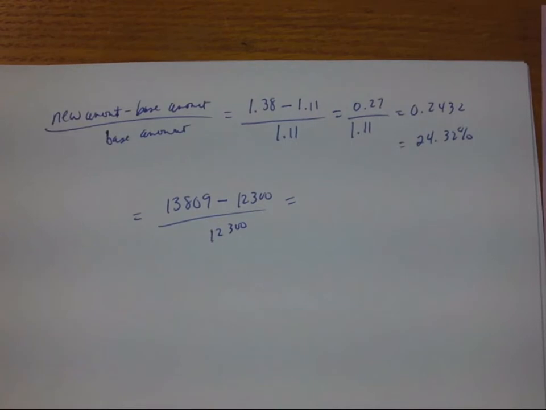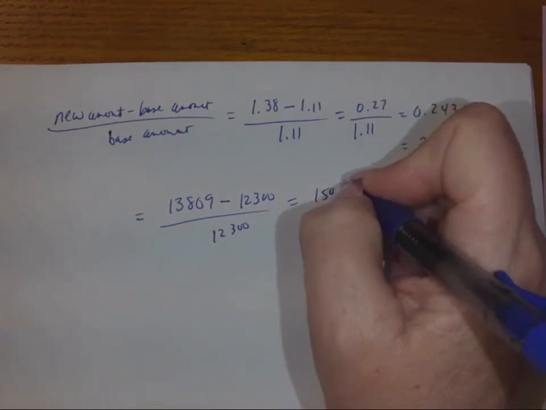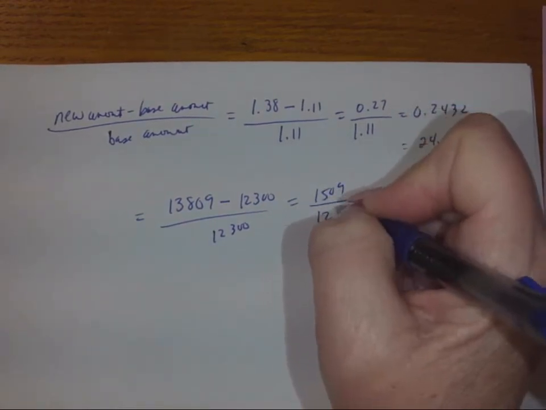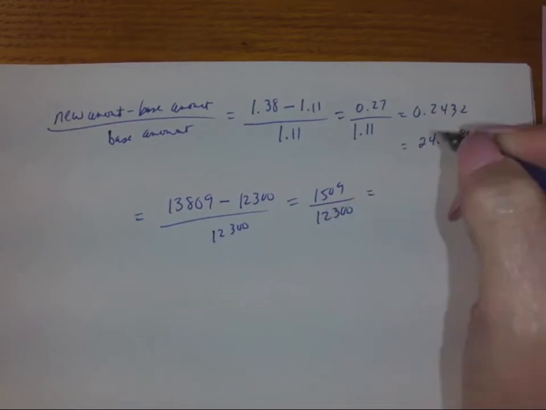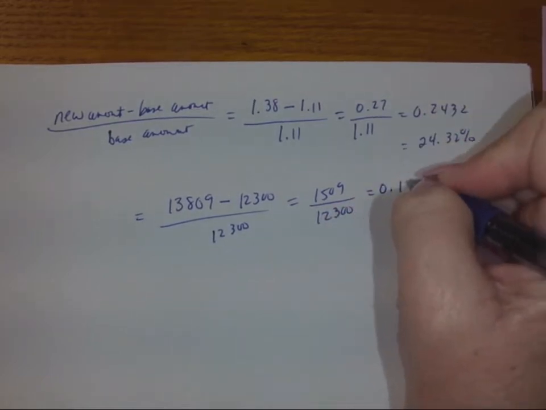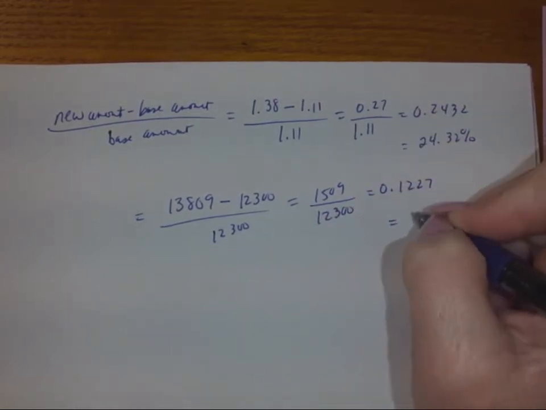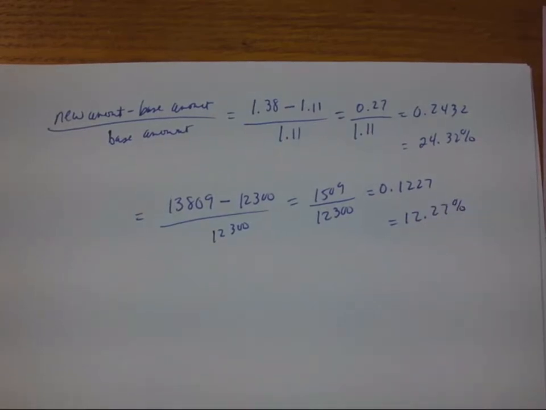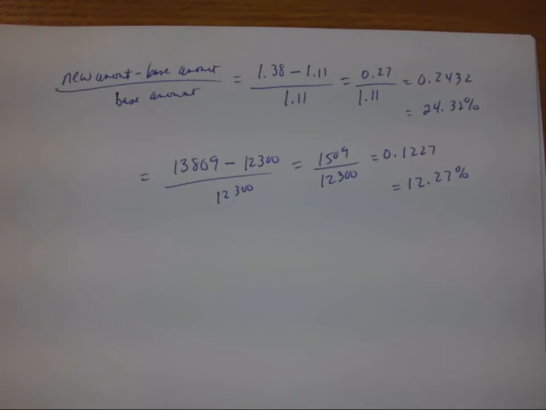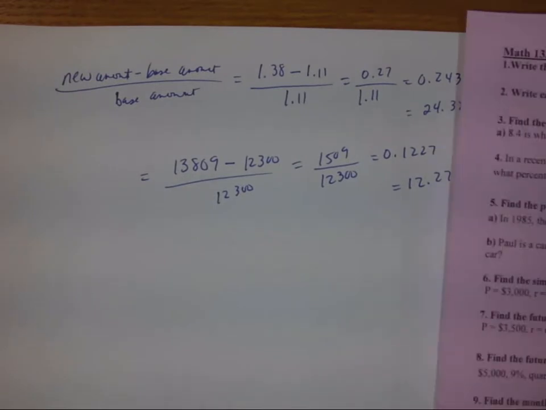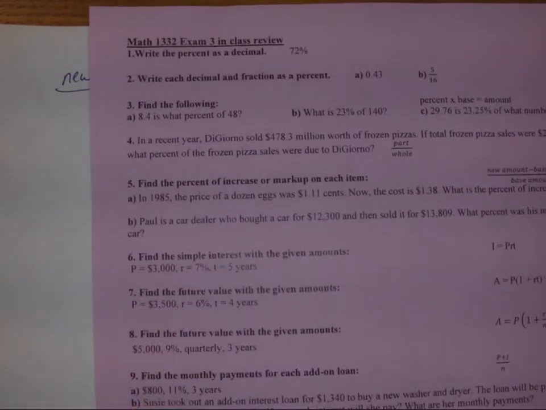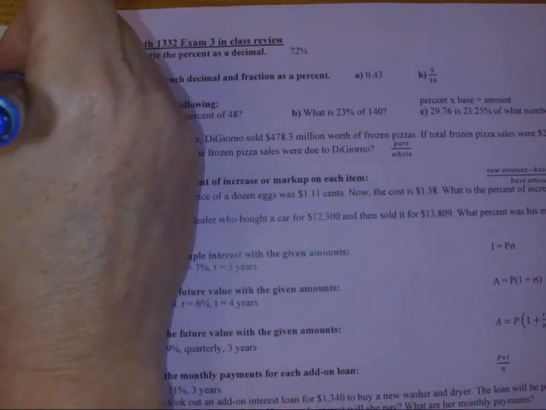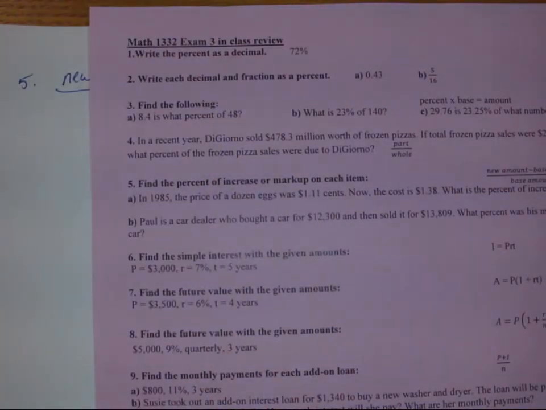When you subtract the top, you'll get $1,509 divided by 12,300, which will get you 0.1227. Changing that to a percent, it's 12.27%. All right, now we're on to simple interest. So find the simple interest with the given amounts. So P is equal to 3,000, R is equal to 7%, T is equal to 5.